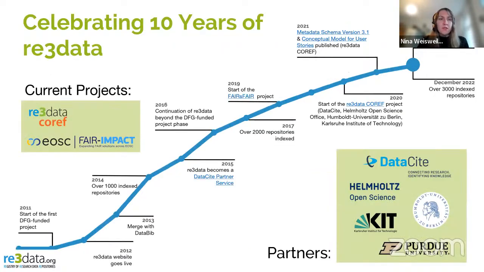And as I mentioned, re3data has a long history. It's a pretty old tool in this field, I would say. It started in 2011 with a first DFG-funded project and then went live in 2012. In 2013, re3data was merged with DataBib, which was a somewhat similar initiative in the US at Purdue University. Since then, we have two co-chairs. One is from the KIT, where re3data is hosted, and one is from Purdue University. Then in 2015, re3data became a partner service of DataCite, also a very important stakeholder in the field of research data management.